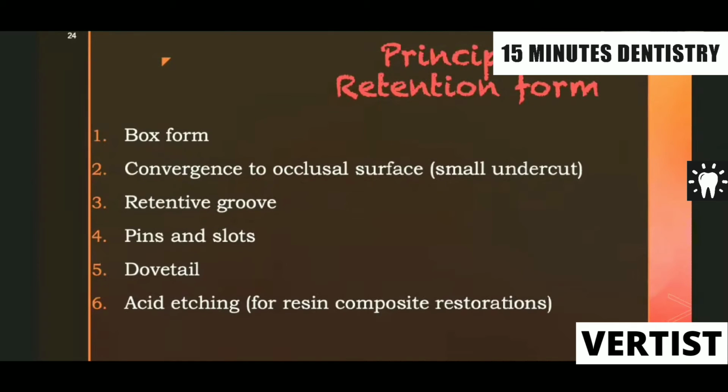The retention form can be achieved by a box form, then convergence to the occlusal surface. That is, you have the floor diverging while the occlusal surface is converging. You can make retention grooves, you can make pins, slots, dovetails. These first five are for amalgam, but if you're doing composite, then obviously you need acid etching or resin composite restoration, right?